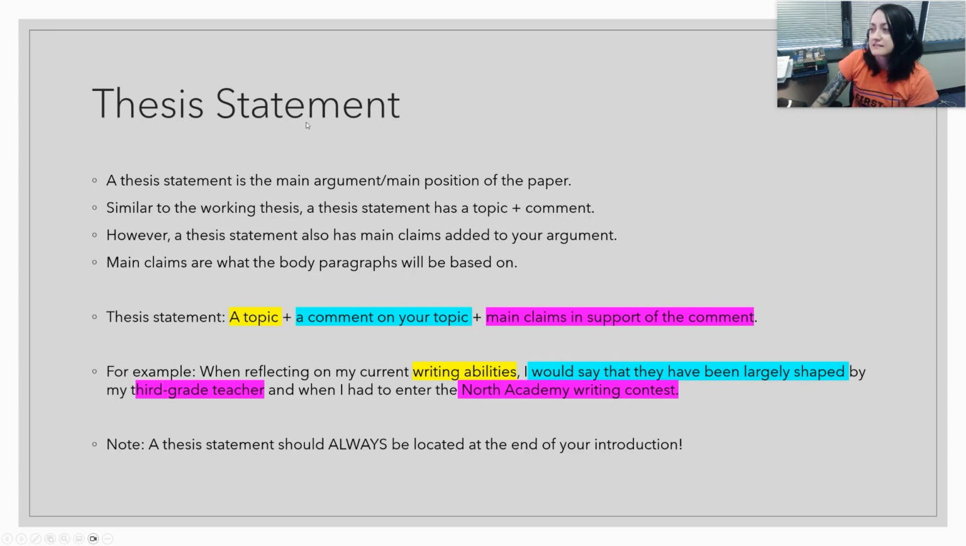Then we have a thesis statement. A thesis statement is now the actual argument. It's cleaned, it's polished, it's what the paper is going to be about. And it's similar to a working thesis, but there are some differences.